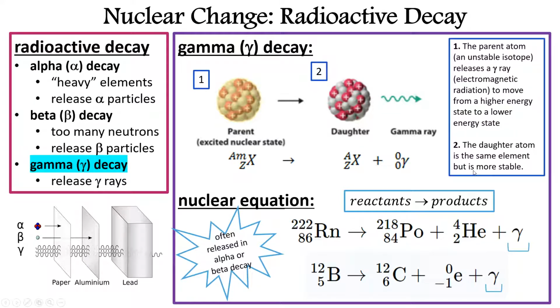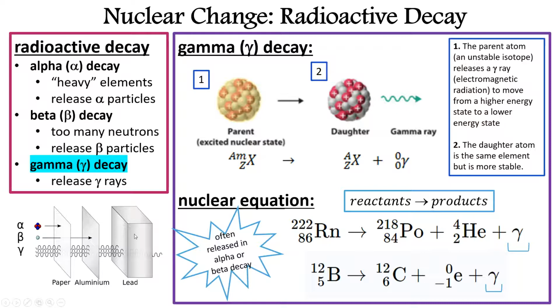Oftentimes, gamma decay will occur alongside alpha or beta decay, which is what you see in these nuclear equations. So the change in element, if you were to just look at this part of the equation, would just be a normal alpha decay equation. Same thing with this one. If you just look at this part, it's just a normal beta decay equation. So you can see adding the gamma on to the end here doesn't affect the identity. It doesn't affect the number of neutrons or protons. It's just showing you that gamma is also getting released.